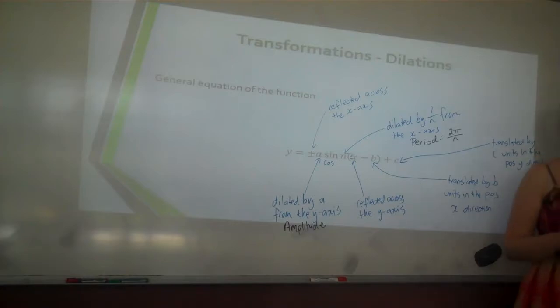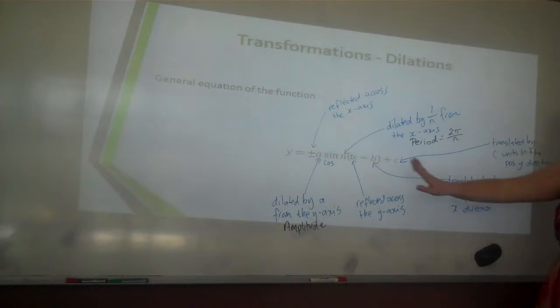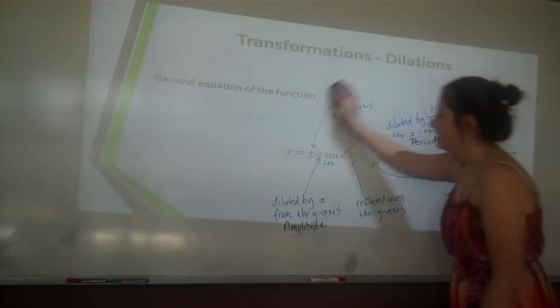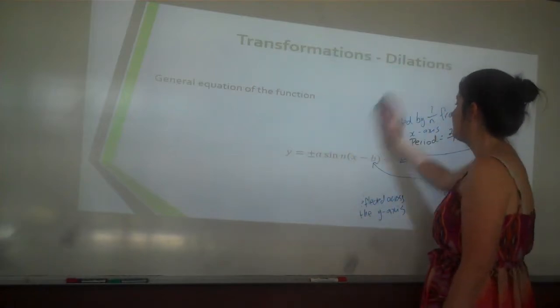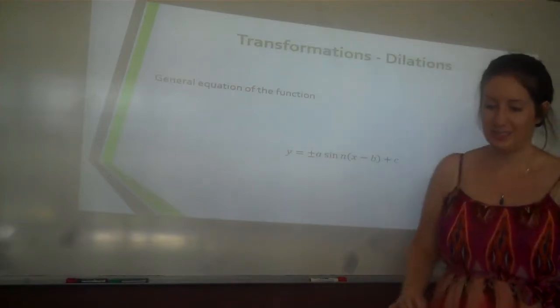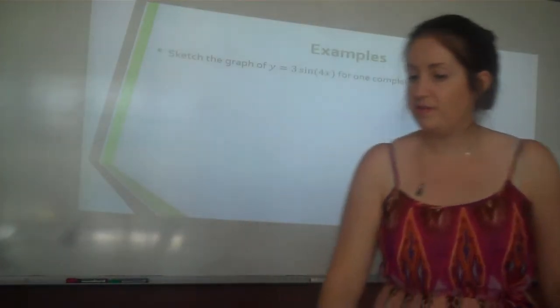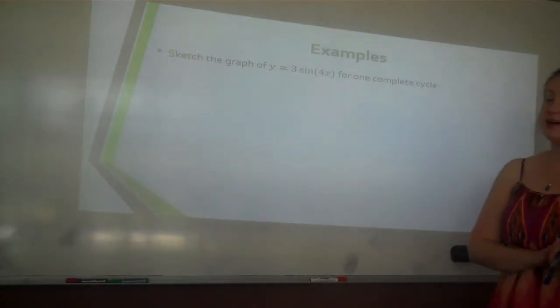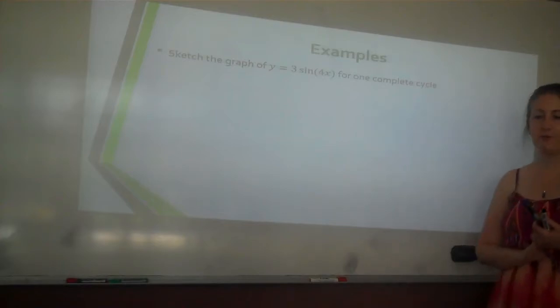These transformations should be nothing new. It's very similar to what we've done for every other function so far. We're just now performing them on our circular functions. Today, we're just going to consider the effect of dilations and reflections. We're going to leave translations for another time. So let's have a look at what some of these graphs will look like when we need to sketch them. As I said, you will always be told how much to sketch because we don't want to sketch to infinity. Here we want to sketch the graph of y equals 3 sine 4x for one complete cycle, for one period.